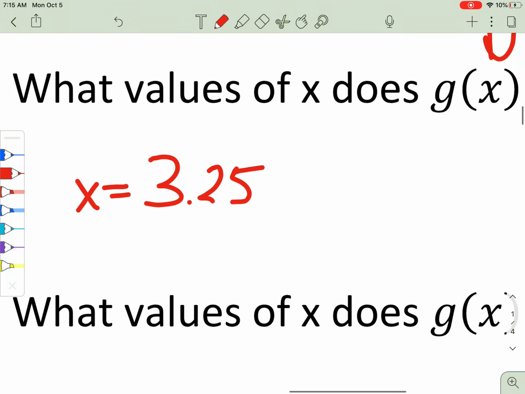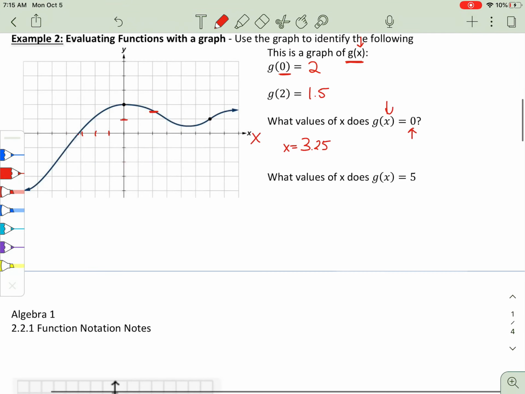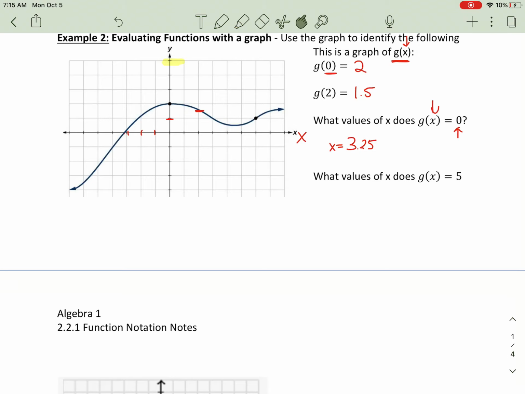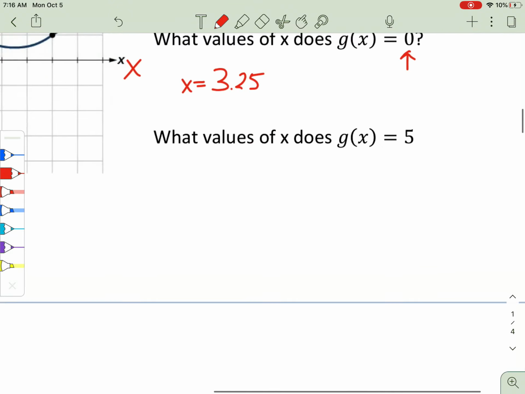Negative 3.25. Okay, what value of x does g of x equal 5? So again, I'm going to go trace it. I'm looking for 1, 2, 3, 4, 5. Oh, wait a second. Is that graph ever going to touch 5? No. So there is none.